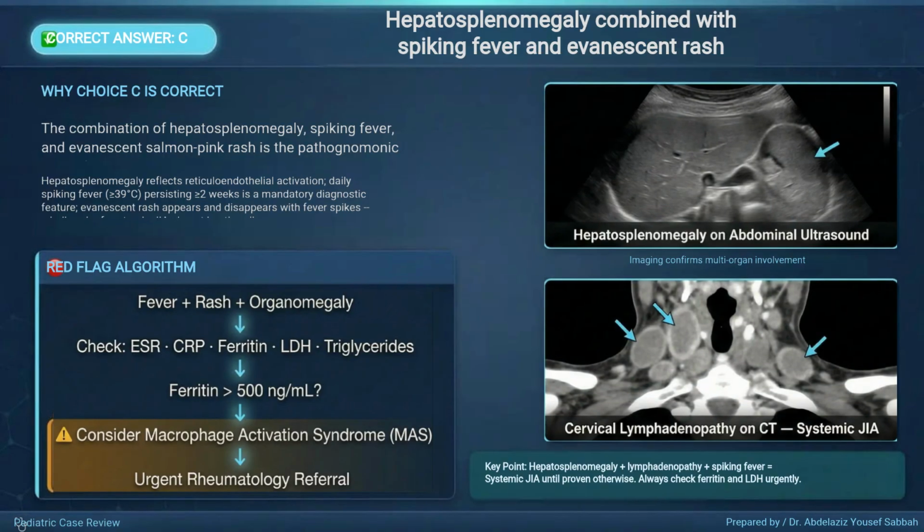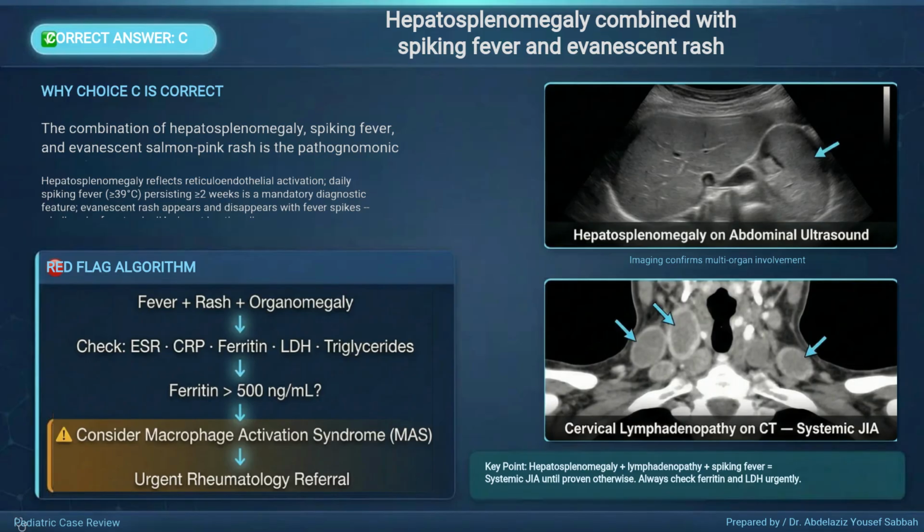The combination of hepatosplenomegaly, spiking fever, and evanescent salmon pink rash is the pathognomonic triad of systemic onset juvenile idiopathic arthritis. Hepatosplenomegaly reflects reticuloendothelial activation. Daily spiking fever reaching 39 degrees Celsius or higher persisting for 2 or more weeks is a mandatory diagnostic feature. The evanescent rash appears and disappears with fever spikes, which is a hallmark absent in other diagnoses.